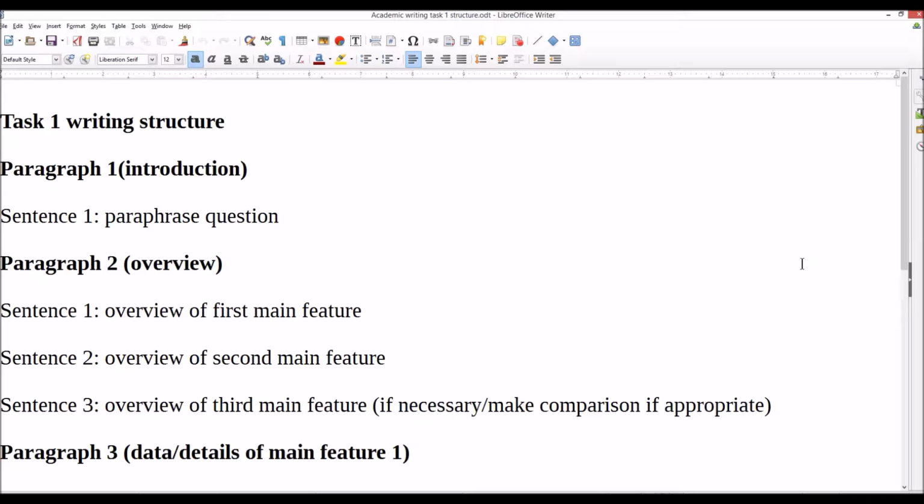Okay, so this is one reason why it's only worth 1/3 of your total writing score, because it's purely what you see. You know, when you're talking about writing an essay, you have to give reasons, examples, you need a good set of ideas, etc. Now, the criteria for task 1, basically the same. You still need your grammar and vocab, etc.